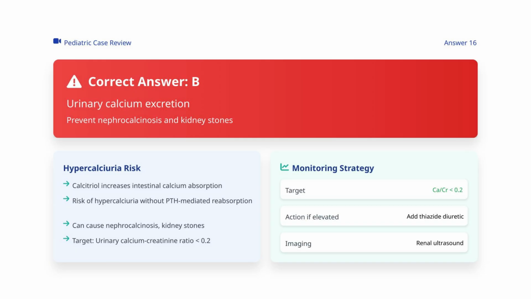Calcitriol increases intestinal calcium absorption, but parathyroid hormone resistance prevents compensatory renal calcium reabsorption, causing hypercalciuria. This predisposes to nephrocalcinosis and kidney stones, major treatment complications. Monitor urine calcium to creatinine ratio, targeting values below 0.2. Thiazide diuretics reduce urinary calcium excretion when needed. Regular renal ultrasounds detect nephrocalcinosis. Balance adequate calcium replacement against hypercalciuria risk. This monitoring prevents long-term renal complications while maintaining calcium homeostasis.